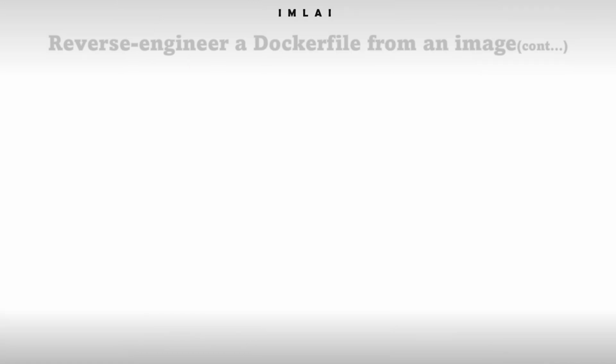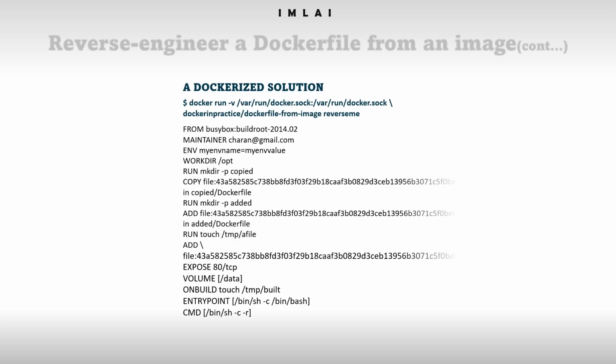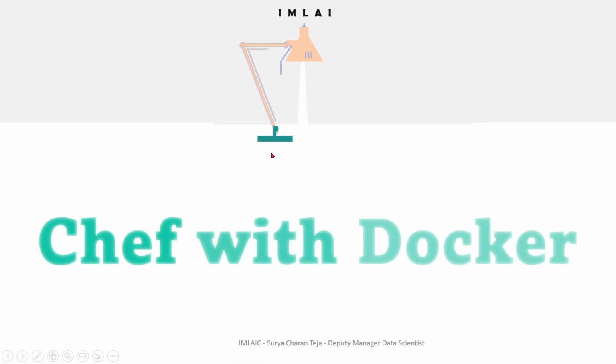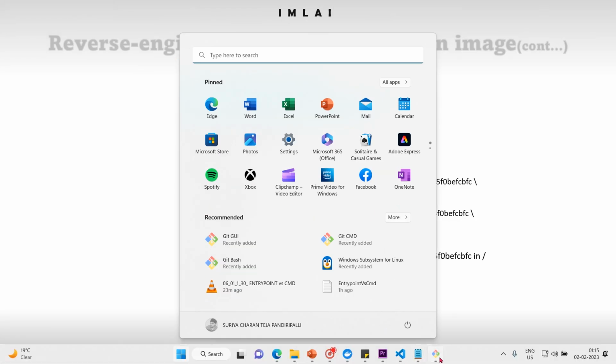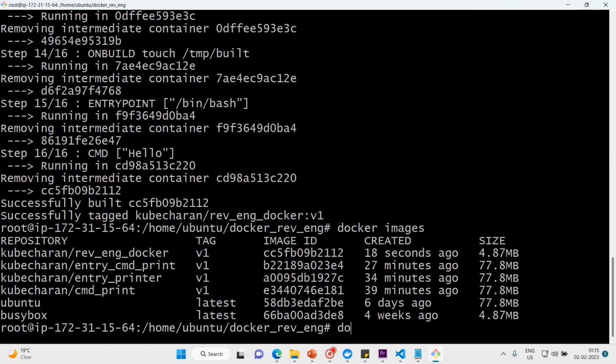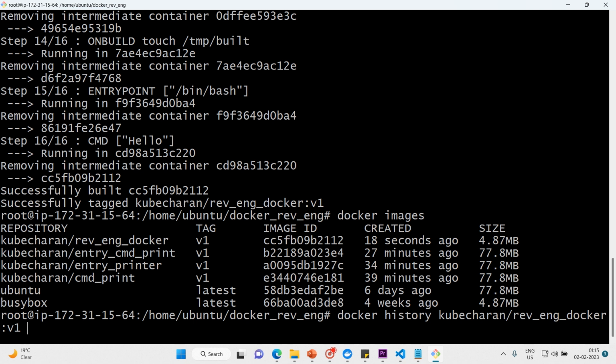So now we have to reverse engineer. It's time to reverse engineer the Dockerfile now. So a Dockerized solution. If you run this, docker history from the image, you can reverse engineer that. Okay. So let me get into that. And let me give docker history and reverse engineer with tag 1.